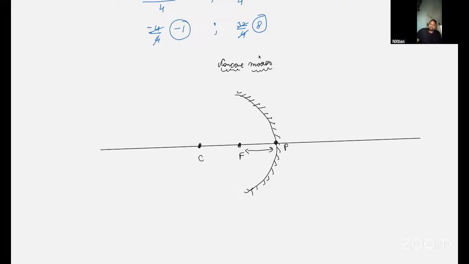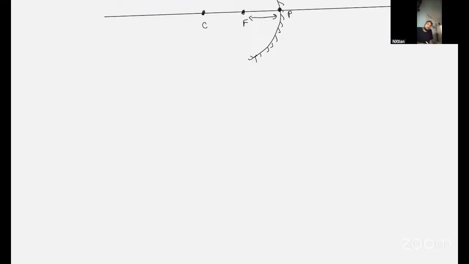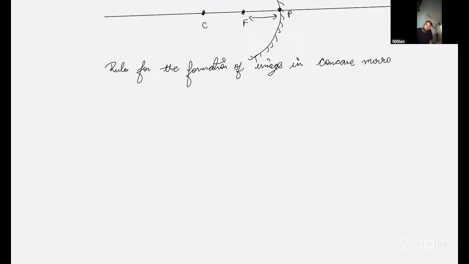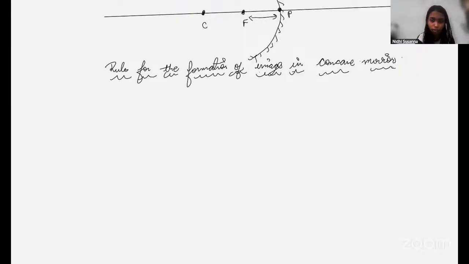Okay, everyone got this? Abraham. Now put a heading: rules for the formation of image in concave mirror. What are the rules for the formation?